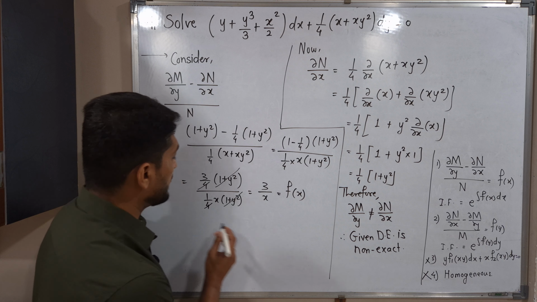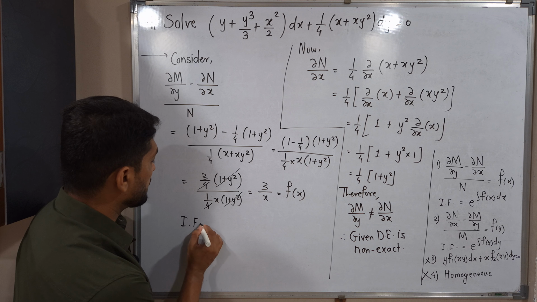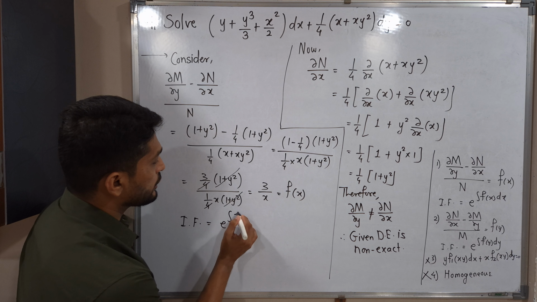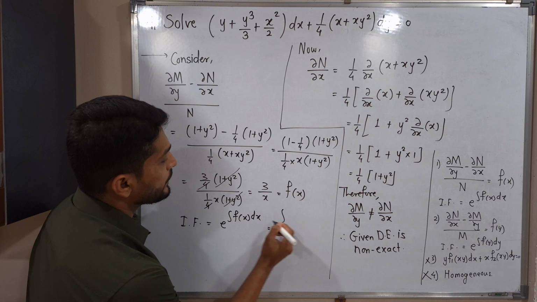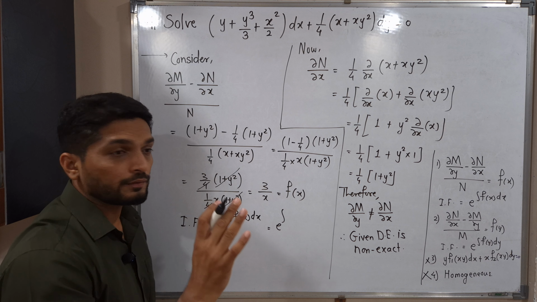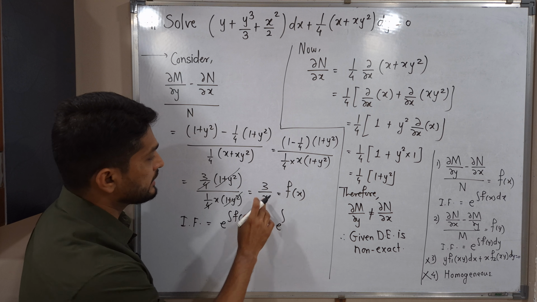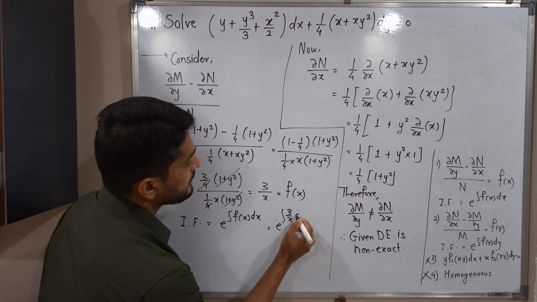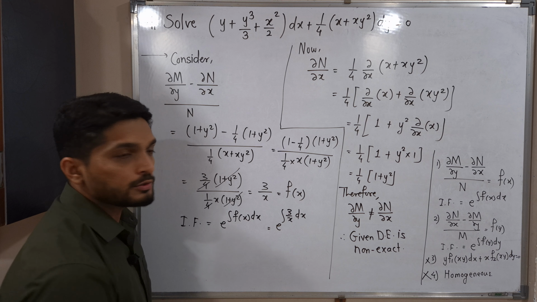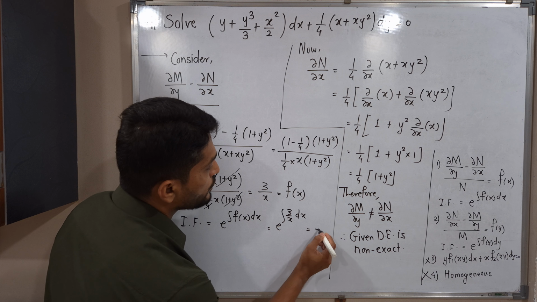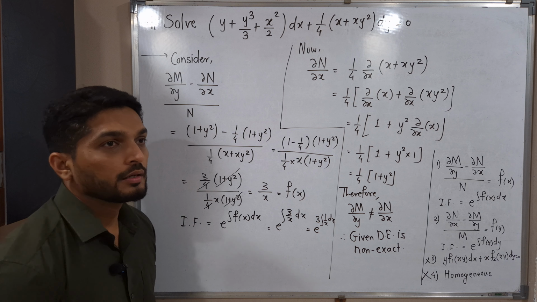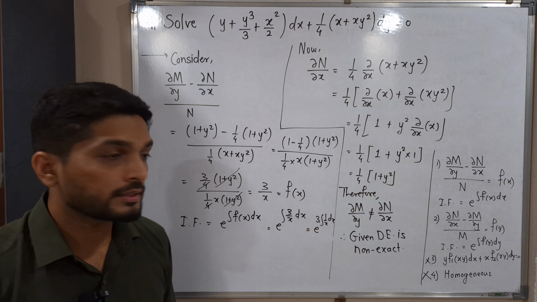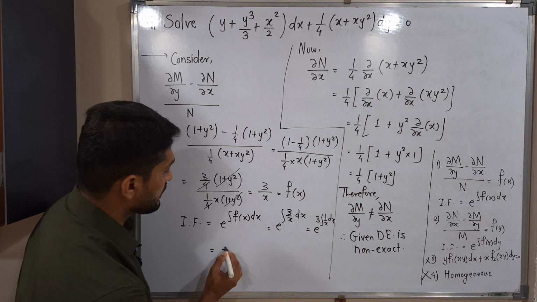Our target is to find the integrating factor. Integrating factor is e raised to integration f of x dx, right? So e raised to integration, in the power of e we are solving the integration. Power of e, f of x is 3 by x dx. 3 is constant, you can take it outside. 3 will come outside, 1 by x dx. What is the integration of 1 by x? Integration of 1 by x is log x. That means e raised to 3 log x.